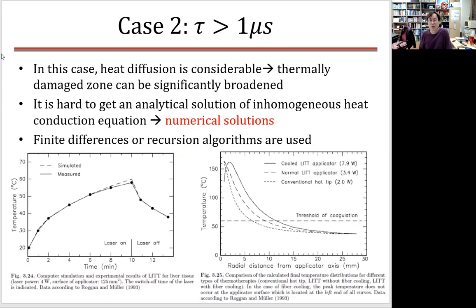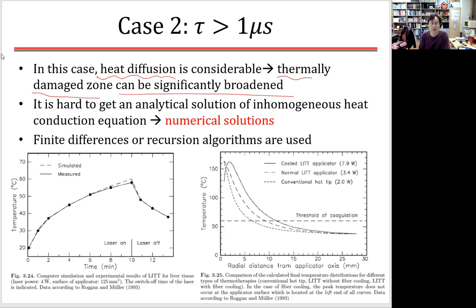When τ is longer than 1 microsecond, heat diffusion is going to happen, so the thermal damage zone can be broadened, not only within the optical penetration depth, but much deeper than the optical penetration depth.